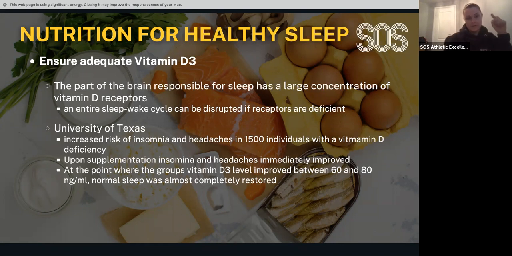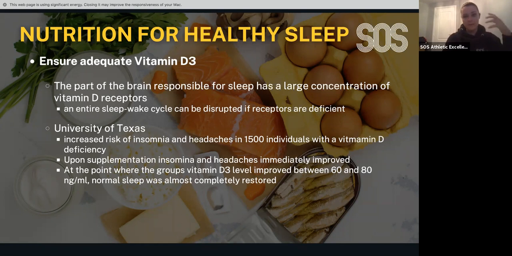And there was a study done by the University of Texas, which showed that in 1,500 individuals with a vitamin D deficiency, there was increased risk of insomnia and headaches. And what they found in that study is when they started supplementing them, the insomnia, so the ability to fall asleep, and the headaches improved. So the effects were dampened a little bit more.